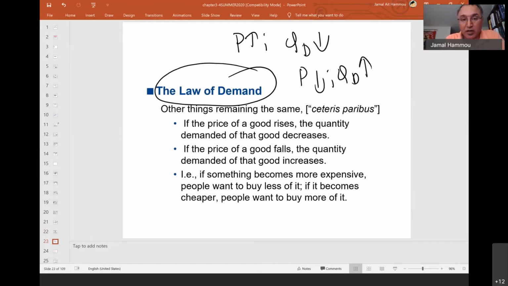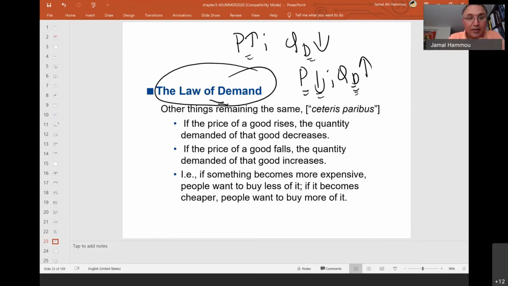So the law of demand means there is a negative relationship between the price and quantity demanded. It also means if the price goes up, the quantity demanded goes down. If the price goes down, the quantity demanded goes up. Okay. Also, this is called a downward slope.